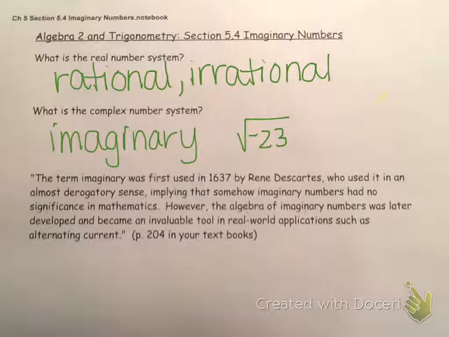At the bottom is a quote from your textbook talking about imaginary numbers. They were first used in 1637, and mathematicians couldn't understand in what sense they would be used, and therefore the name imaginary came up, meaning that they couldn't imagine how they were going to use them. Many years later, they realized that imaginary numbers can be very useful in the sciences. Flip to the next page.